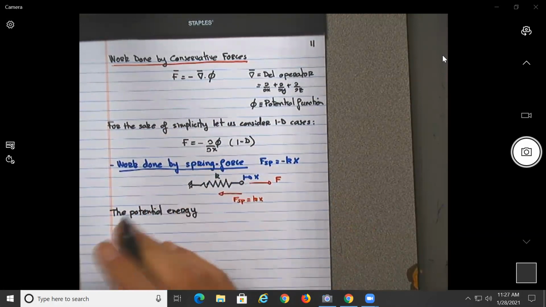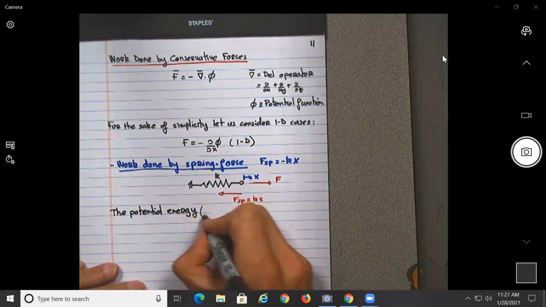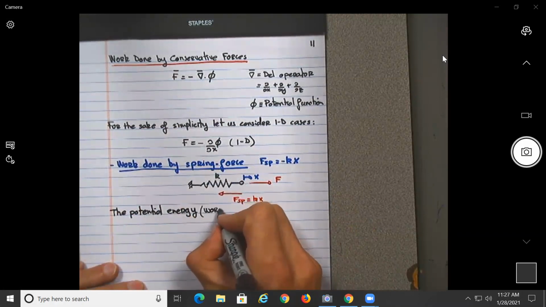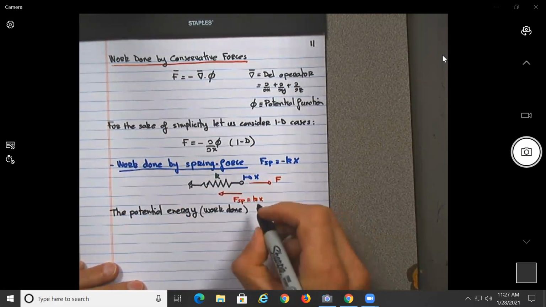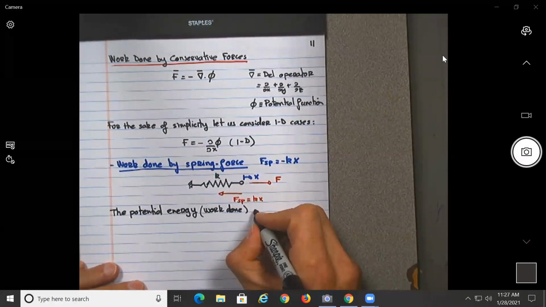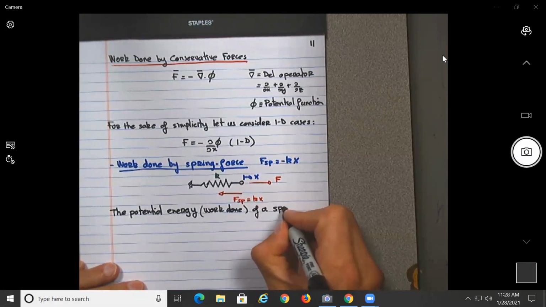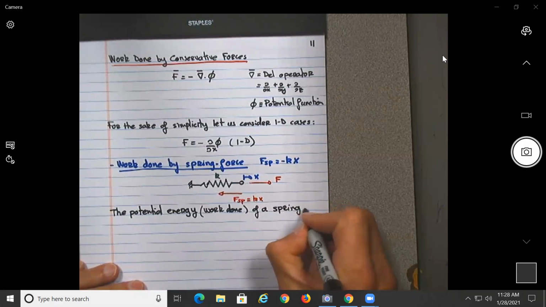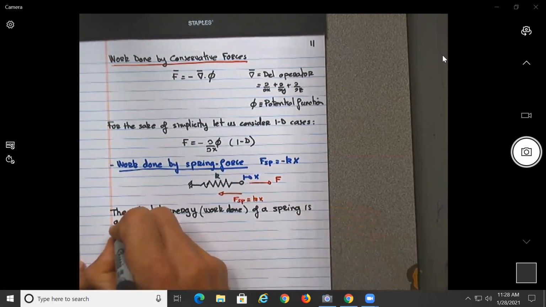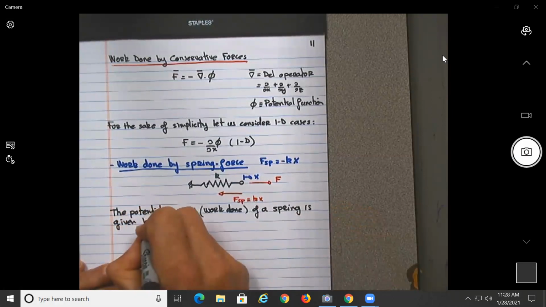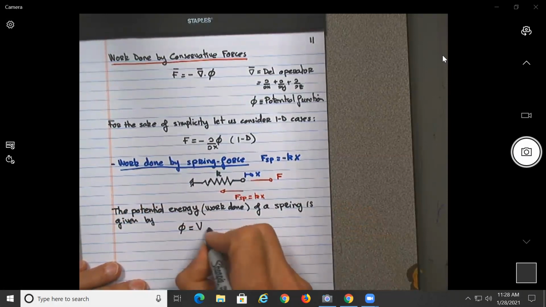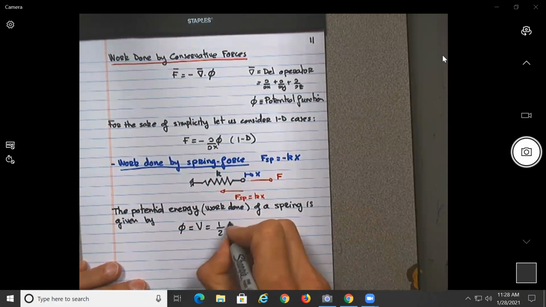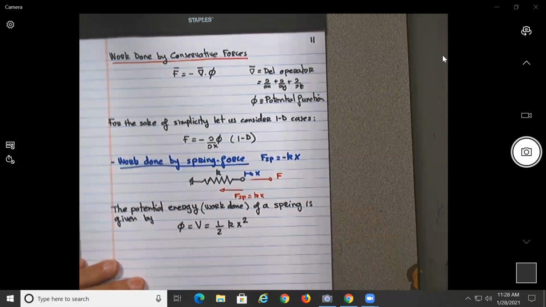So the potential energy. But personally, I don't like to talk about potential energy. I like to call it work done of a spring. It is given by what? So phi, let's call it V over here, potential energy is equal to what? 1/2 kx squared, no?